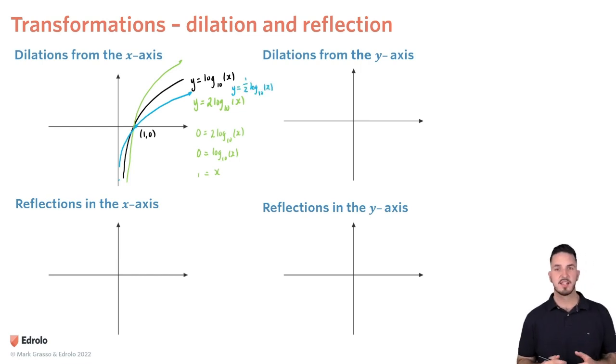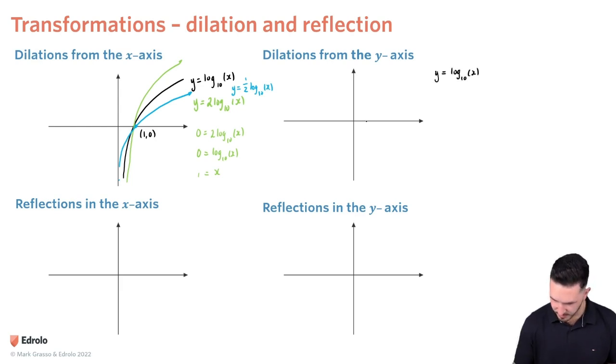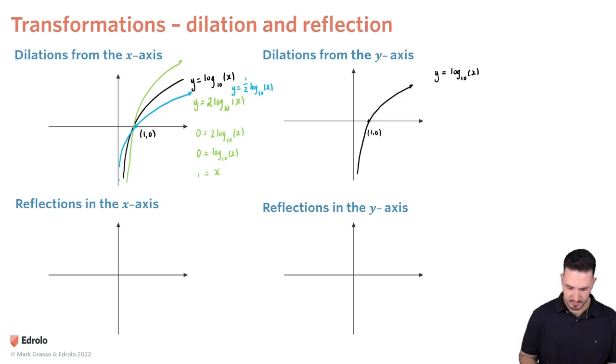Okay, so looking at dilations from the y-axis, a little bit different from the x-axis because now we're essentially stretching it away from the y-axis rather than away from the x. So again, let's draw our original graph of y equals log 10x. We have an intercept at (1, 0). Now let's look at y equals log 10 of 2x. That's actually a dilation of a half, so it means we're becoming closer to the y-axis.